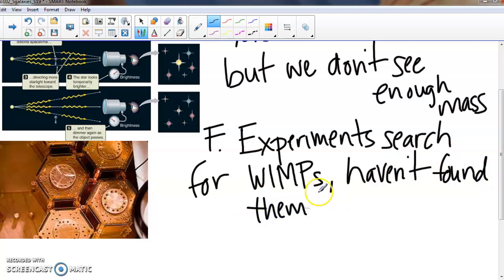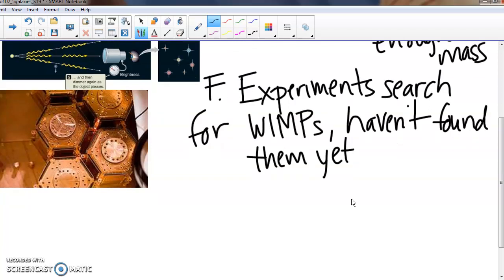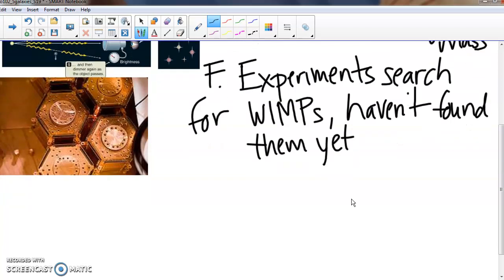We have a few candidates. People get excited occasionally about a particular particle, Higgs boson, things like that, but nothing that explains all the observations that we see. There is one other idea here, and that is maybe it's not a MACHO or a WIMP, but maybe our physics is wrong. So I'm just going to throw that one in there too as food for thought.